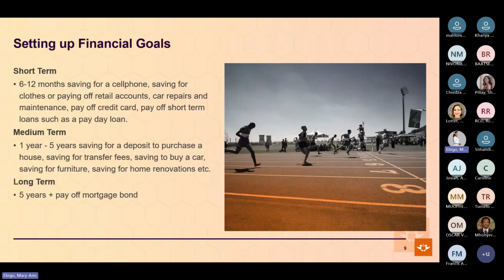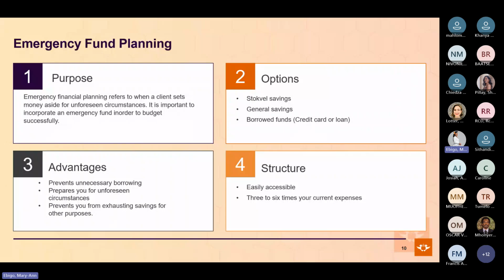Your medium-term financial goals would usually be between a year and 5 years. So this is when you're saving for a deposit to maybe purchase a house, saving for transfer fees, or maybe you're even saving to purchase a car, saving for furniture, home renovations, etc. Long term, this would be your financial goals that go beyond 5 years. So this would be when you're looking towards paying off a mortgage bond. So as Melanie highlighted, it's important to have an emergency fund.